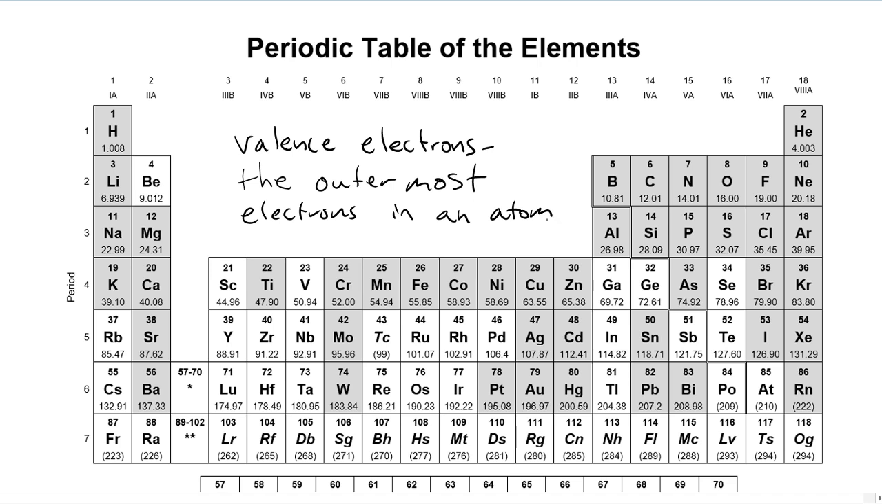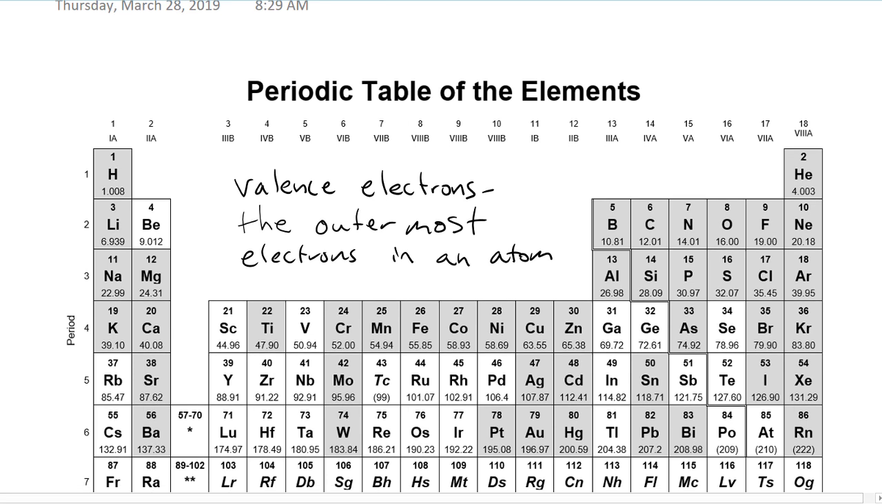And the reason why we look at the valence electrons and not the other ones is because the valence electrons are the ones that wind up dictating the way that elements combine with each other. And it should make most sense that it's the outermost, because if we're talking about electrons being lost or gained, it's most easily the ones on the outside that are lost or gained rather than the ones on the inside.